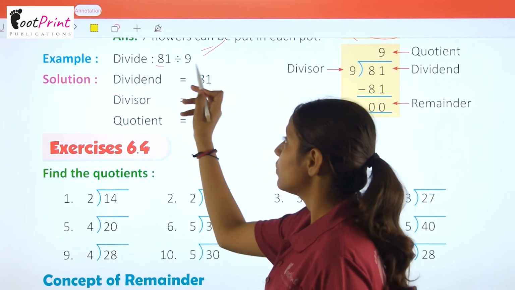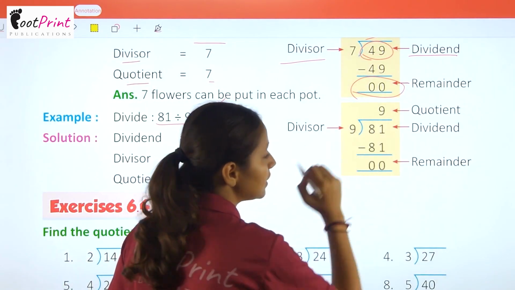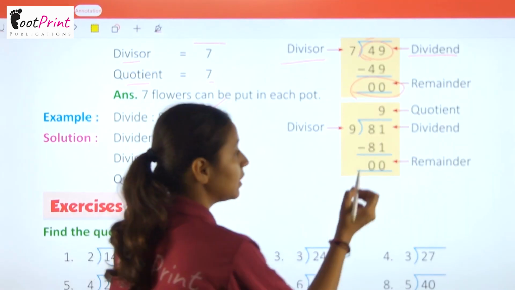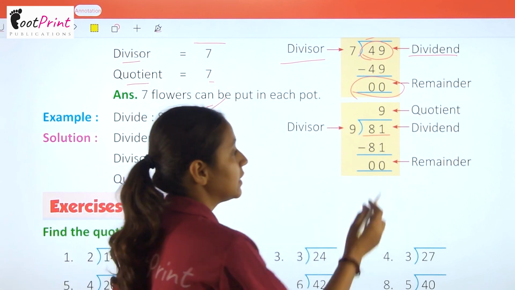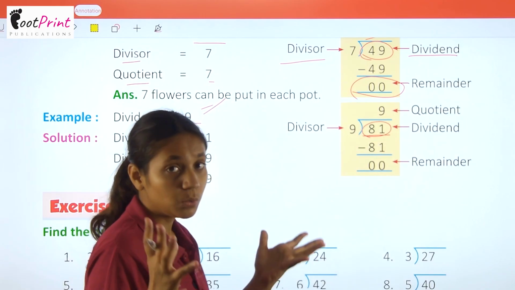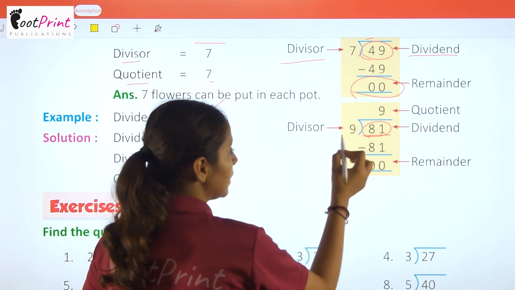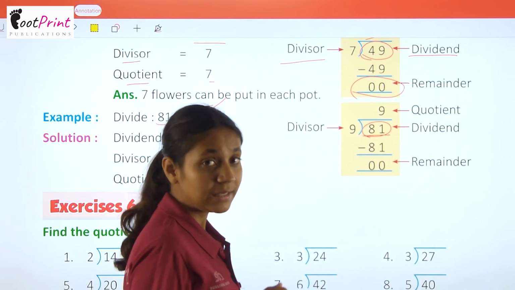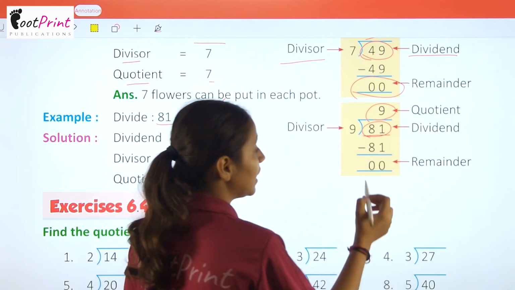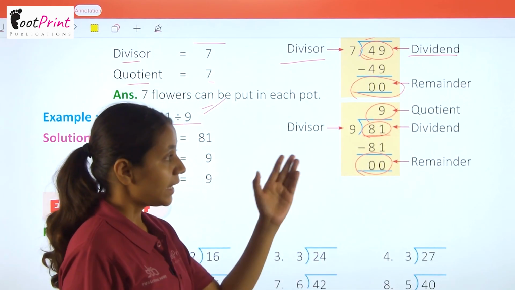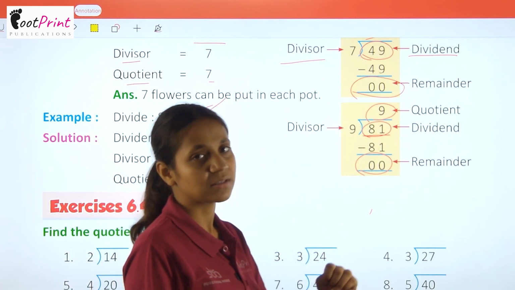Now let's make it clearer with our example. Divide 81 by 9. So simply make a sign of division firstly. Then put the values, dividend and divisor. And then check at which time this number is coming in the multiplication table of 9. So 9 times 9 is 81. So we can write 9 here as the quotient. Then below we write 81. 81 minus 81 is 0. And 0 is our remainder here.